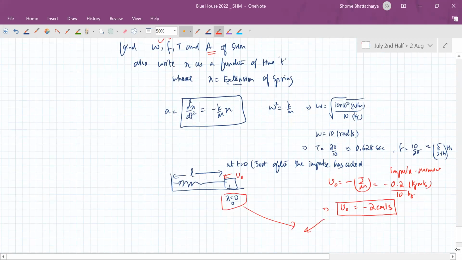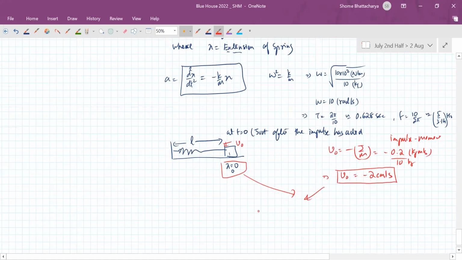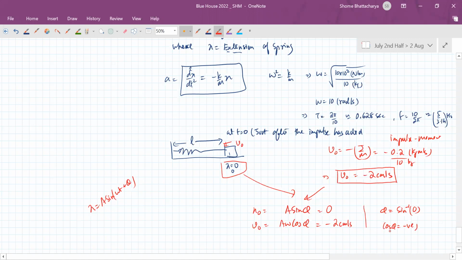So this we now have to use. x naught is A sine phi, if we write x as A sine of omega t plus phi, and that is equal to 0, and v naught is A omega cos phi, and that is equal to minus 2 centimeters per second. So you can see that sine phi is 0. It's sine inverse 0, but cos is negative. Second quadrant. Yes, so that means phi is pi.